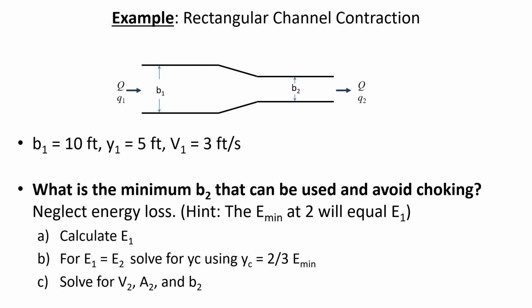Once you know the critical depth at location 2, then you can find the velocity, the area, and the width. This is a little bit of a puzzle because we're looking at this in a different order than we have before. But basically, calculate E1, find the critical depth from that, and then you can find the geometric parameters of the channel at 2.